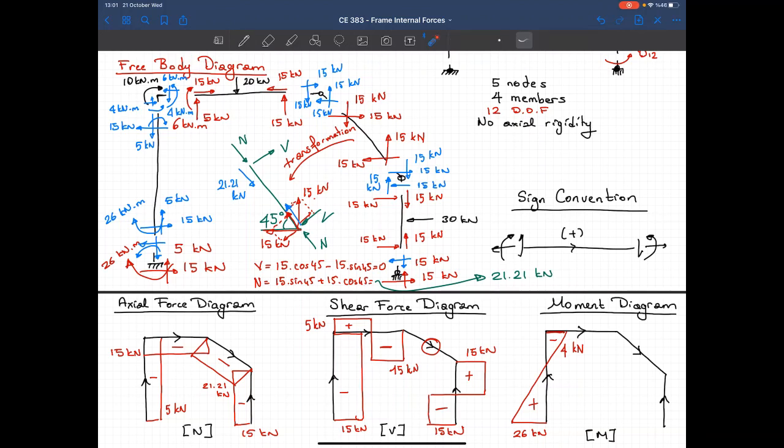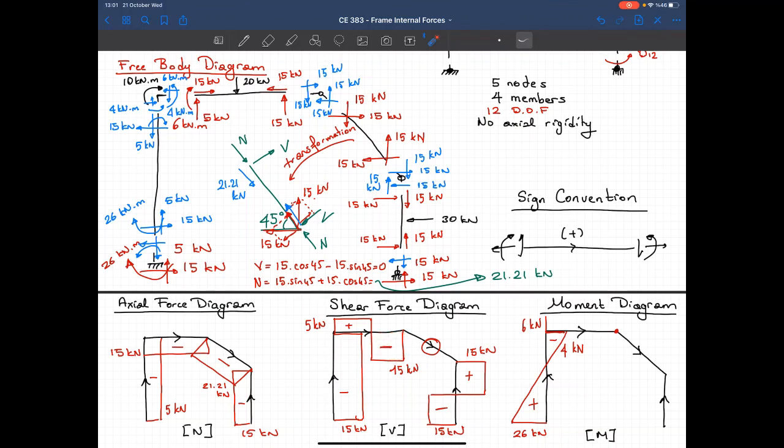Now let's take a look at this member right now. At the beginning I have plus 6, at the end I got 0. So let's show it. This is 6 kilonewton meters and 0 here. What about the variation? I should be looking at the shear diagram now. Up to the middle the moment should increase, and then afterward it should decrease.